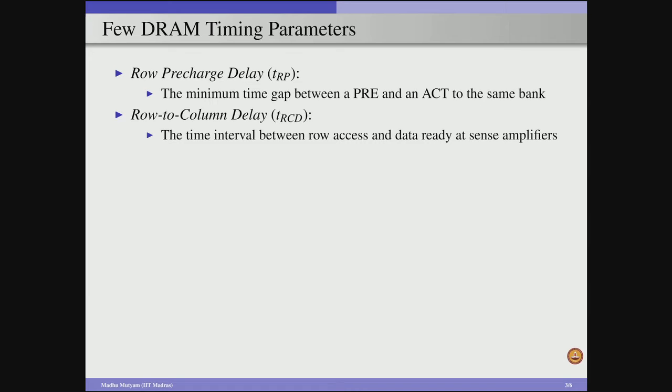So the next one is row to column delay. Once I perform a pre-command so that the entire DRAM bank is precharged, we can perform an act command on that particular bank. Once I issue an act command, that is once I assert the row address strobe, the higher bits of the address are sent to the row decoder, which is going to select a particular row in the DRAM bank, and the data is read from this selected row and written onto the sense amplifiers.